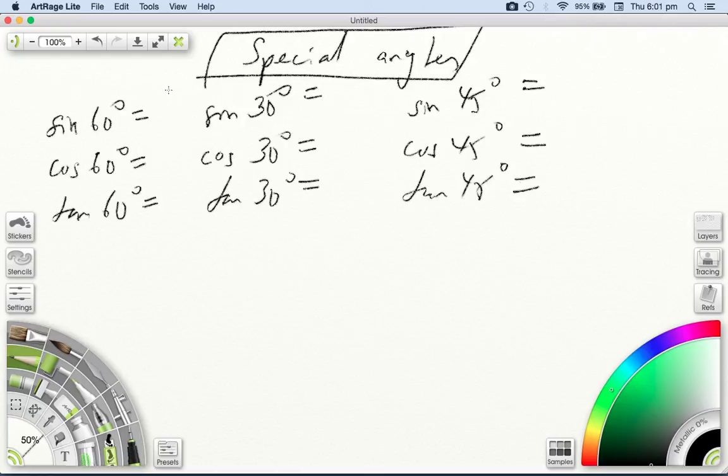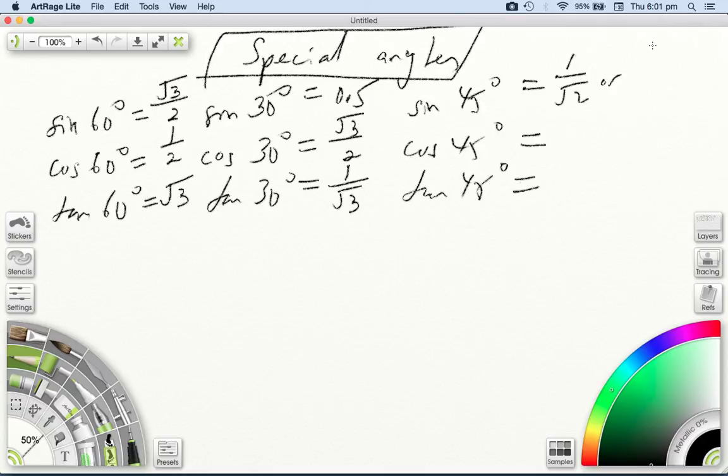So sine 60 is root 3 over 2. Cosine 60 is a half. Tangent 60 is root 3. Sine 30 is 0.5 or half. Cosine 30 is root 3 over 2. And tangent 30 is 1 over root 3. Sine 45 is 1 over root 2 or root 2 over 2. Now, cosine 45, same thing, 1 over root 2 or square root 2 over 2. Tangent 45 is 1.